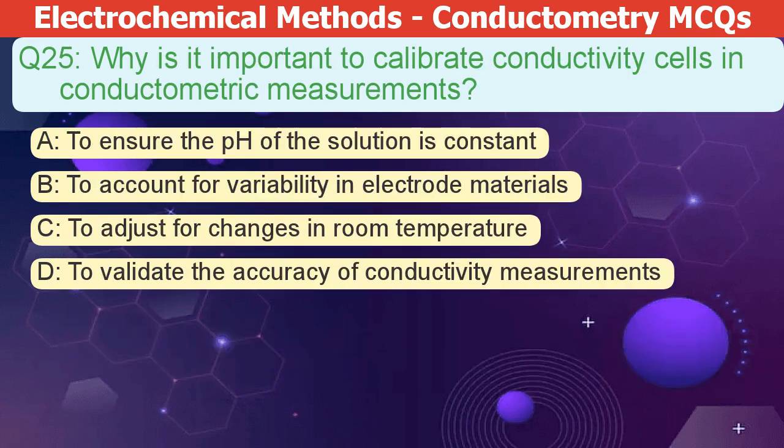Why is it important to calibrate conductivity cells in conductometric measurements? A. To ensure the pH of the solution is constant. B. To account for variability in electrode materials. C. To adjust for changes in room temperature. D. To validate the accuracy of conductivity measurements.